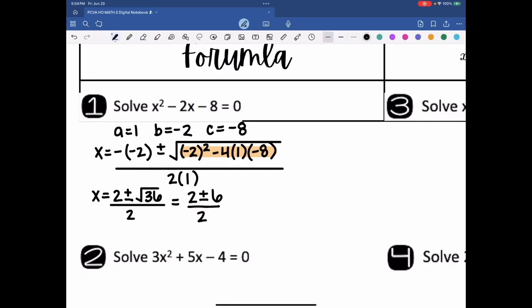So I'm going to calculate both of them. 2 plus 6 is 8, divided by 2 is going to give me 4. 2 minus 6 is going to give me negative 4, divided by 2 is negative 2. So I have two x-intercepts or two solutions, which are going to be negative 2 and 4. So remember the set brackets where we can list the solutions. So my solutions are x equals negative 2 and 4.